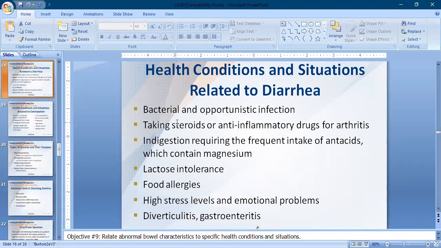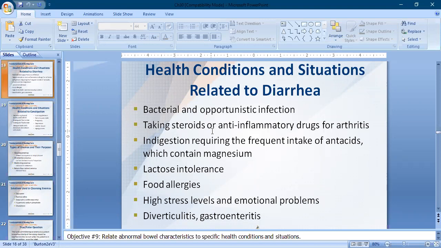So bacteria or opportunistic infection, like a patient who has HIV. An HIV patient has diarrhea. Like a patient who took an antibiotic, like Moxiclav, for 10 days. Moxiclav antibiotic can cause diarrhea, and this is called opportunistic infection. So it is called a side effect, but sometimes diarrhea develops because of another disease.